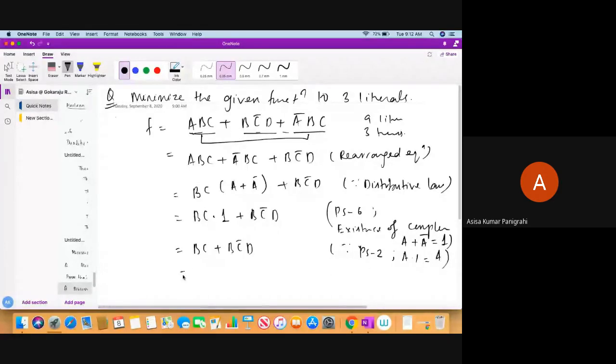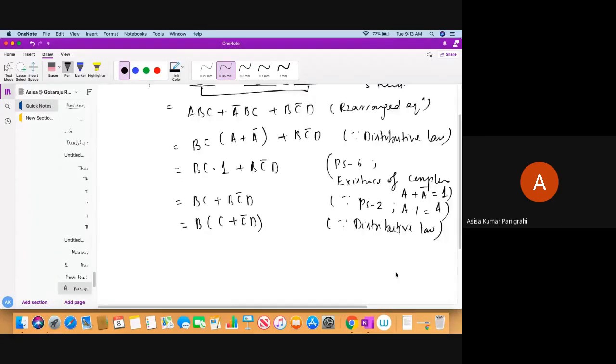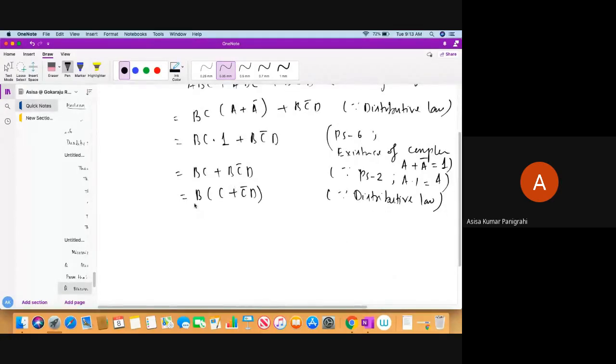Next, can I use here, by taking B common, B(C + C'D)? So what have I used? I have used again the distributive law, nothing else. Okay, but if I count it here, how many literals, students? These are all 4 literals. In the question they have asked to reduce it to 3 literals. Obviously this is not the final answer, we have to reduce it further.